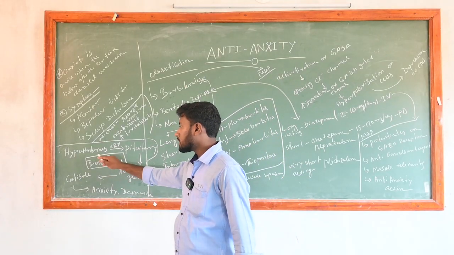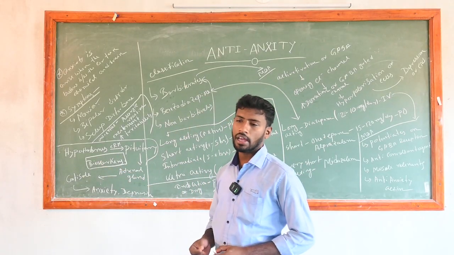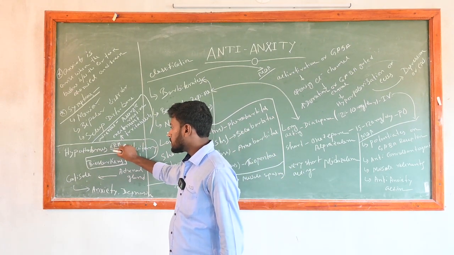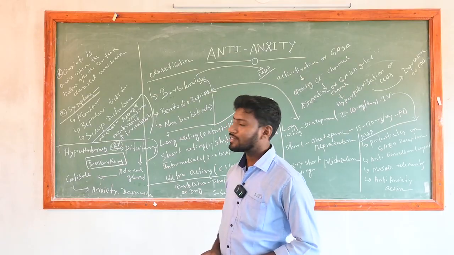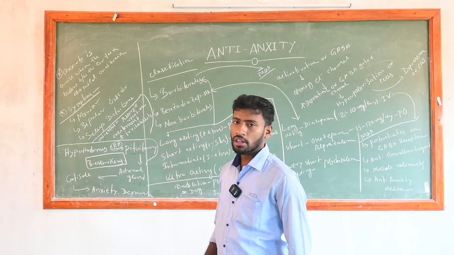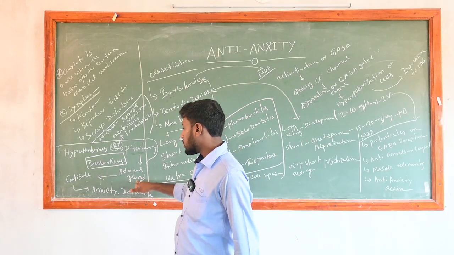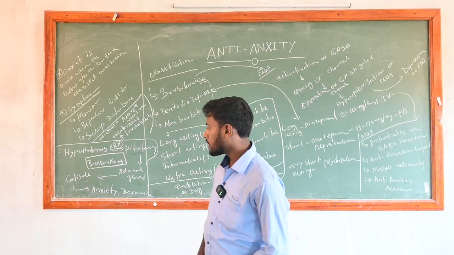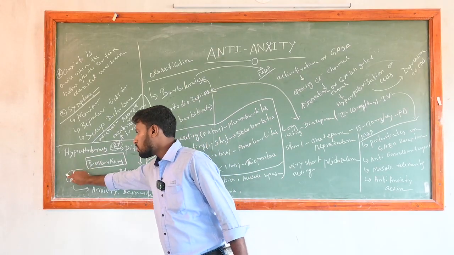Now, the first thing is the pathological hallmarks or biomarkers revealed in anxiety. The first is the hypothalamus, which is highly present in the brain, and then the CRH. CRH is a hormone that goes to the pituitary gland, and then to the adrenal gland. The adrenal gland secretes the cortisol hormone.